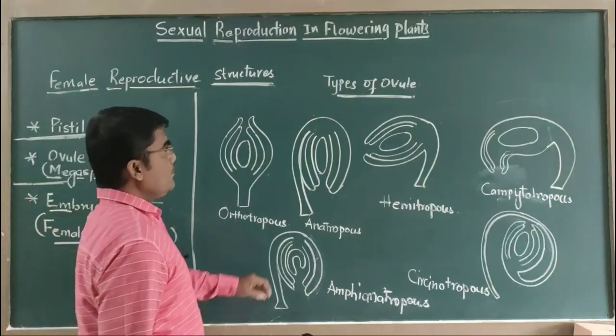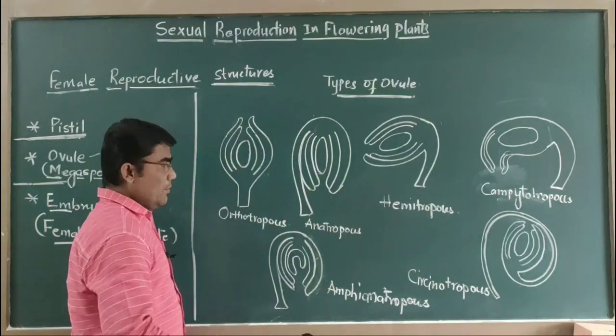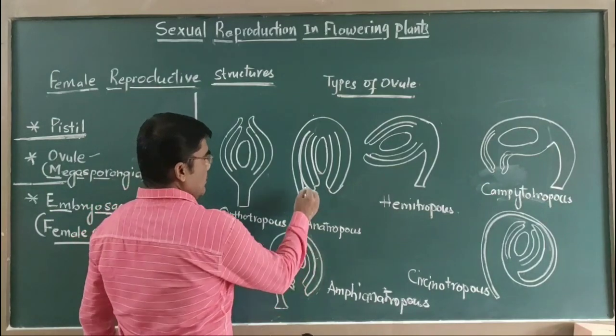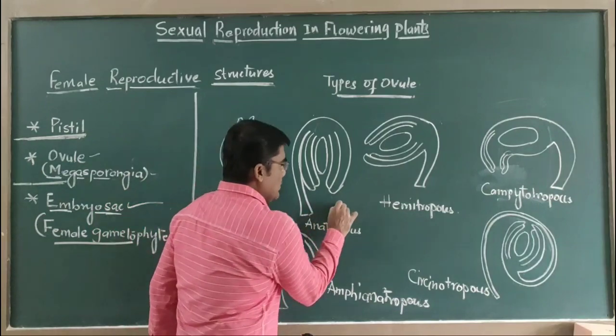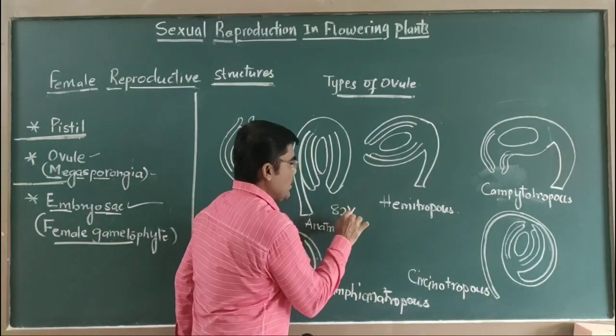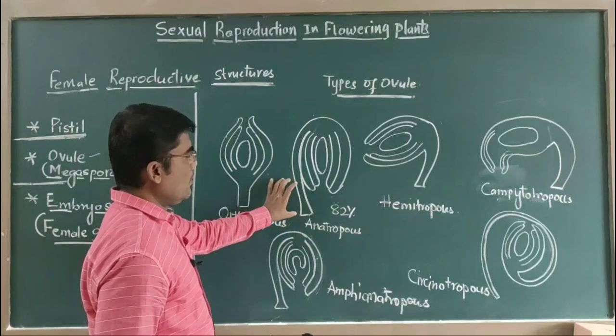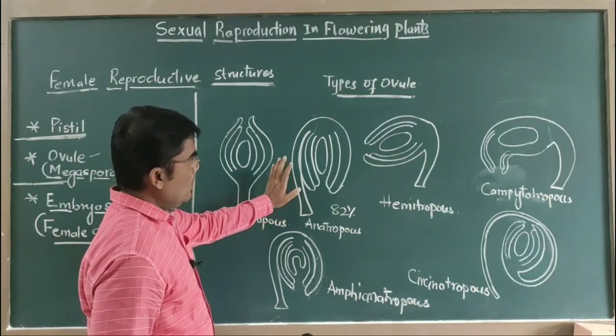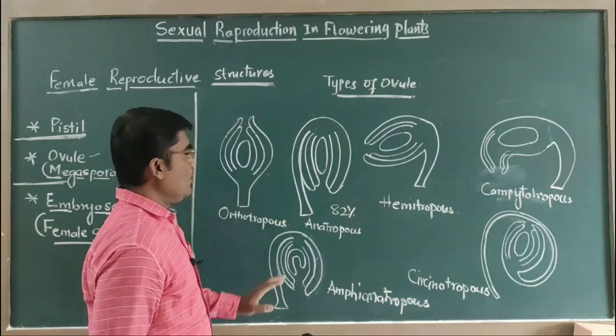Okay, now here, types of ovules. Previously what we have discussed, this is the Anatropous ovule. There we discussed that 82% of plants in nature comprise the Anatropous ovule. This is the typical ovule.